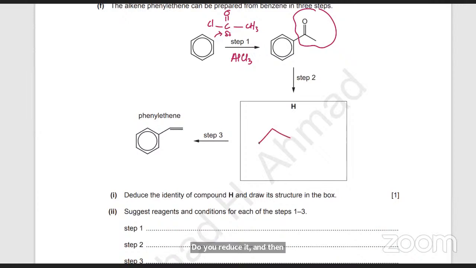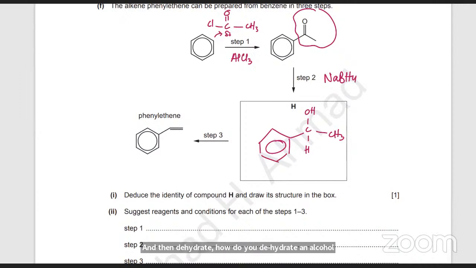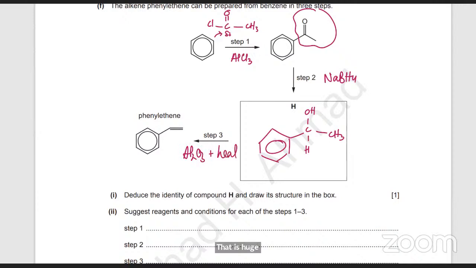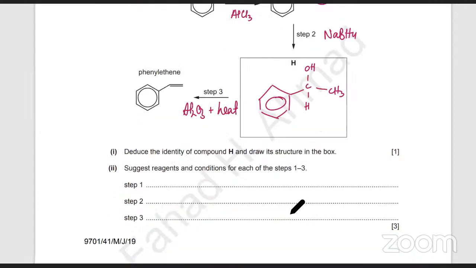Do you reduce it? Turn it into alcohol, right? And then dehydration of the alcohol? Okay, so this is CSC. So you reduce it with NaBH4, right? And then dehydrate it. How do you dehydrate an alcohol? H2SO4. So heat with an acid. Okay, you have Al2O3 plus heat, sulfuric acid also. Concentrated sulfuric acid plus heat or Al2O3 plus heat. So I guess that's it.